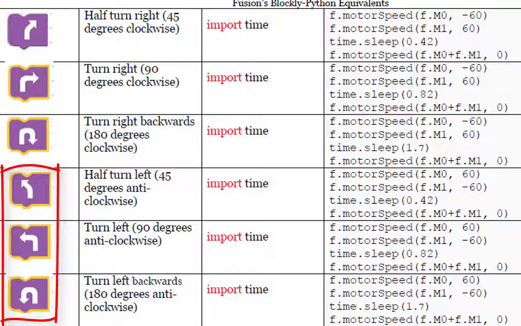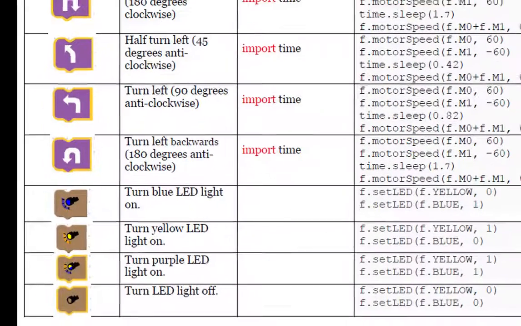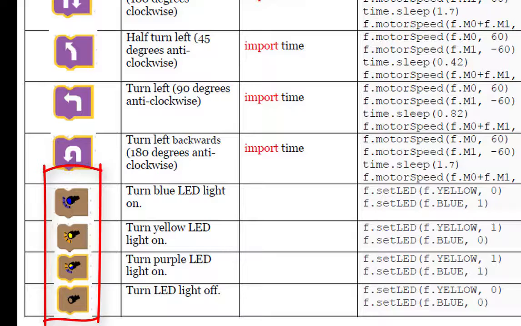The next three Blockly commands echo the behaviour of the first three, except that they are anti-clockwise instead of clockwise. The Python commands achieve this by reversing the signs of the m0 and the m1 motor commands. Lastly, there are some Blockly commands that can be used to turn the yellow and blue LED lights in Fusion on and off. These can be potentially useful when you're debugging complex code.